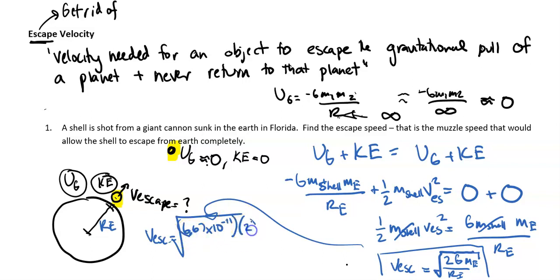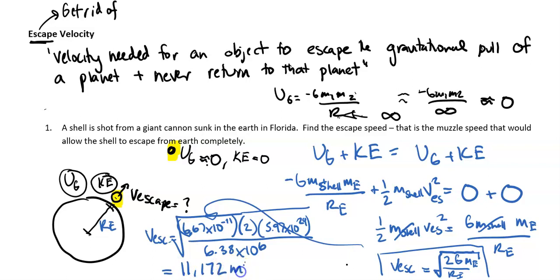Oh, I almost forgot about the 2. Include the 2. I just put it in a slightly different order. That's fine. 5.97 times 10 to the 24th is the mass of Earth. Radius of Earth is 6.38 times 10 to the 6th. Cool. And I get 11,172 meters per second when I plug this all in.